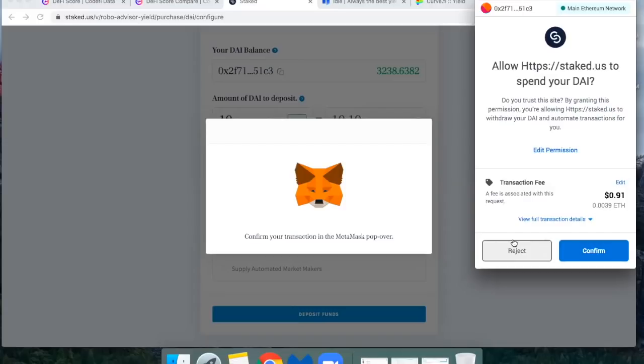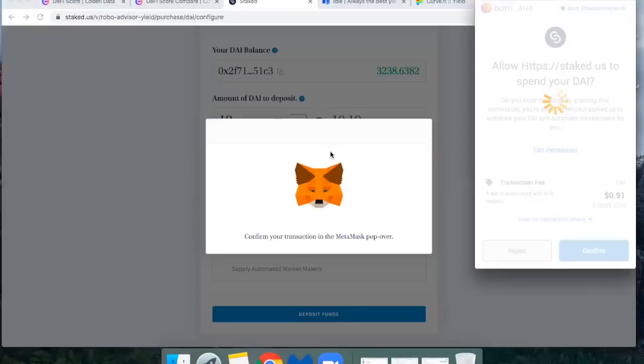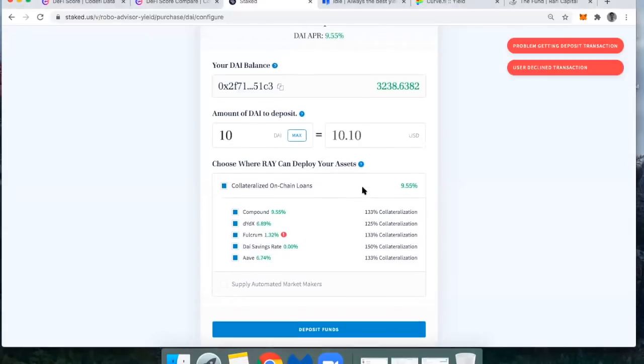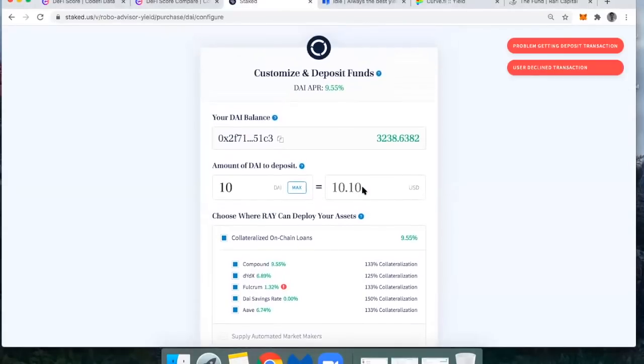So I would go through an approval transaction, and then that's followed by the actual execute transaction that moves my 10 DAI into staked. So that's really it. That's how staked works. I would say that the risk here, per usual, is smart contracts.